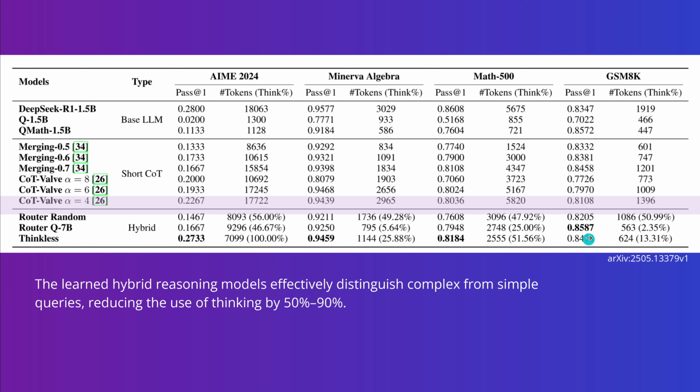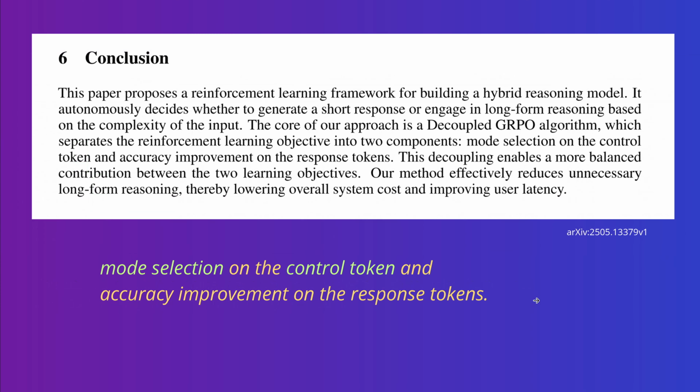Yeah, so they achieved, with one exception, the best solution, the best performance of the models that they tested. Also, they say, hey, we can reduce the amount of thinking tokens by 50 to 90%. So the cost will come down. This is something to be much more cost effective. And here at the end, of course, the authors themselves, with their conclusion, they say, yep, reinforcement learning, we build a hybrid reasoning model that autonomously decides whether to generate a short response or engage in a long-form reasoning sequence based on the complexity of the input query.